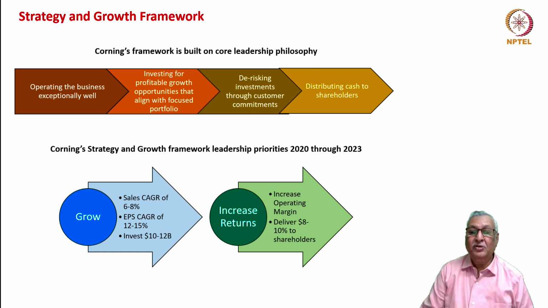The goals for 2020 through 2023 are sales CAGR of 6 to 8%, EPS CAGR of 12 to 15%, and investment of $10 to $12 billion. Increase operating margin, deliver $8 or 10% to shareholders are the returns goals.